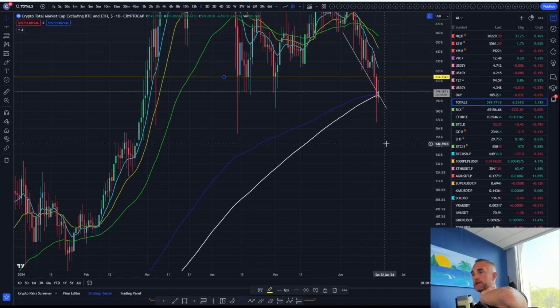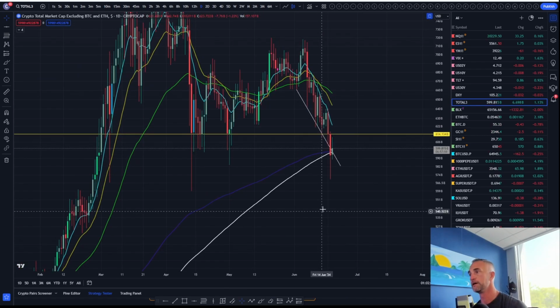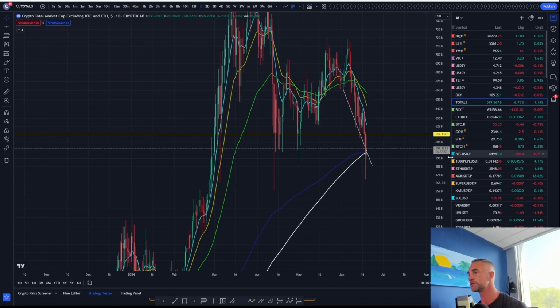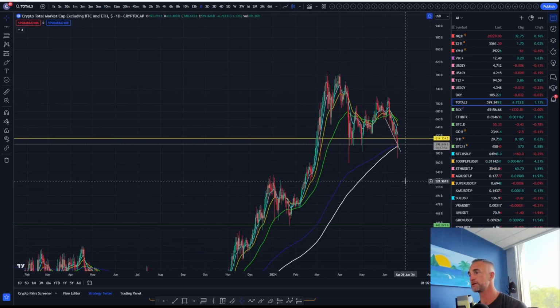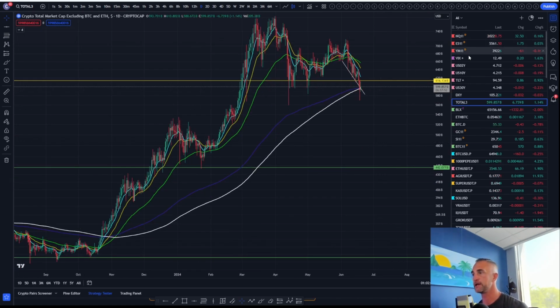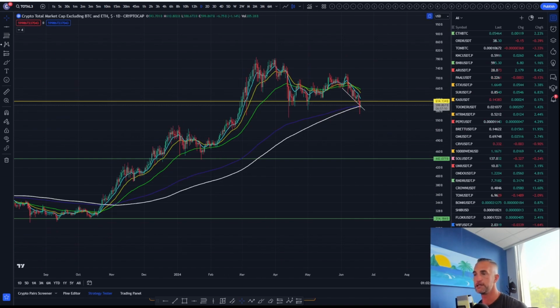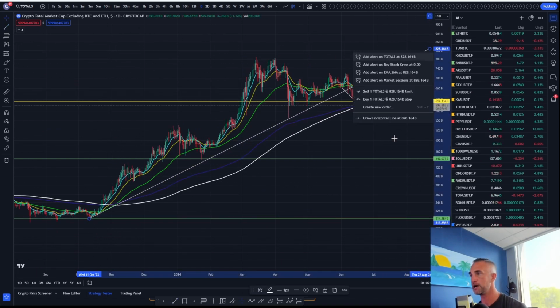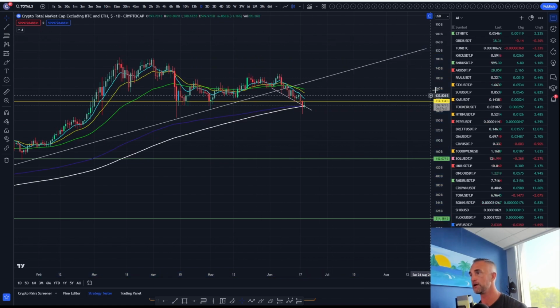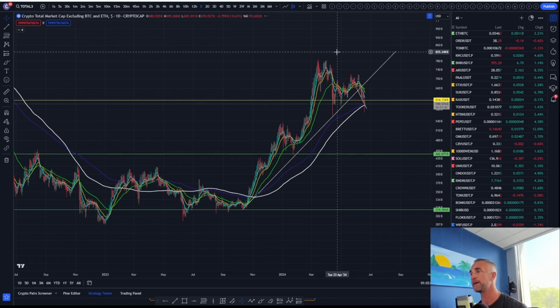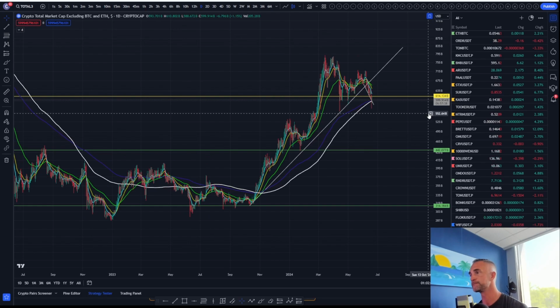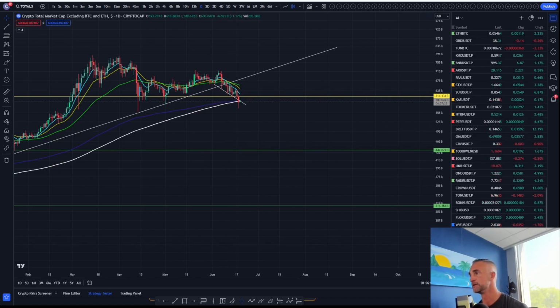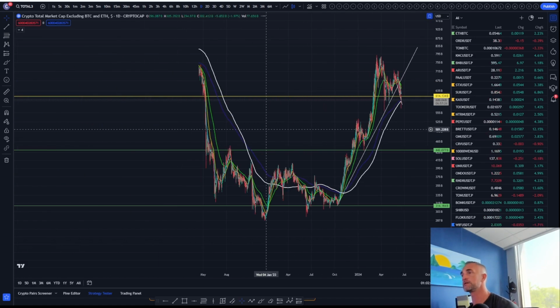Total 3 needs to reclaim, boost the altcoin market. Otherwise, it is going to be more downside. We did break a big trend line. Do we come back and retest? Is the question. Again, this is Total 3, the market cap of all altcoins excluding our good old friend Joe Biden. No, Bitcoin and Ethereum. So $600 billion market cap.